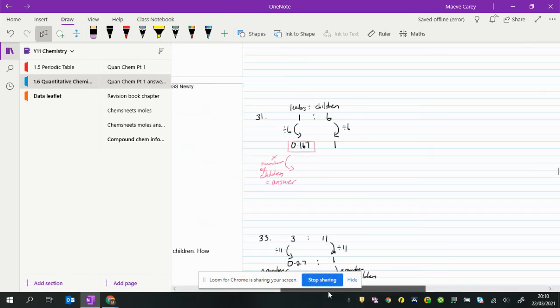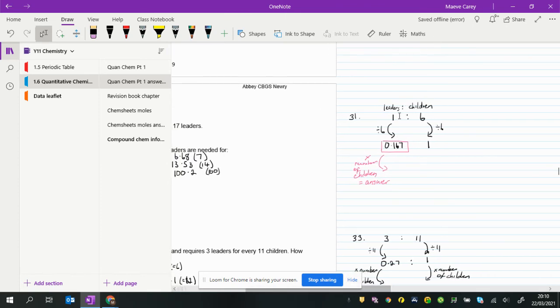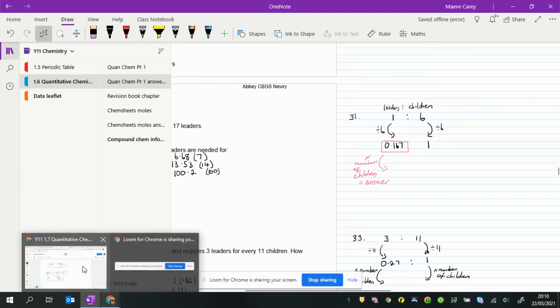So whatever you do, leaders to children, 1 to 6, divide each side by 6. I've done it as a fraction here, and then multiply by the number of children that you have, and you will get your answer. So can you try that? When you're ready, pause the video, have a go, and then check your answers.